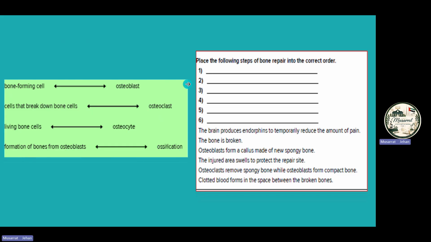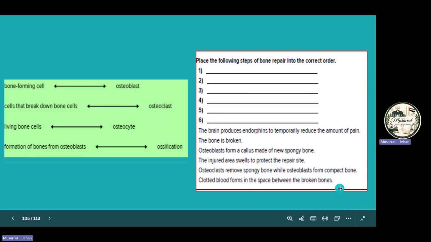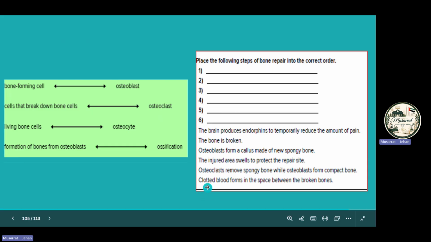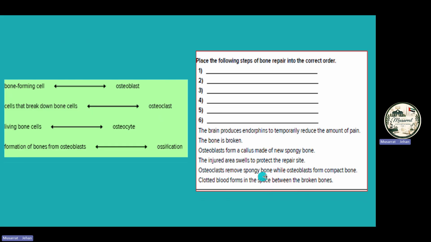So here you have to place the following steps of bone repair in the correct order. What will be the first one? The bone is broken. After that, what happens? It produces endorphins, which reduce the pain. After that, the clotted blood forms in the space between the broken ends. First the clot. After that, a callus is formed. First the bone is broken, the brain produces endorphins, the injured area swells to protect the repair site, then a clot is formed, and then osteoblasts form the callus, and then osteoclasts remove spongy bone and osteoblasts form compact bone. So that will be the last one.